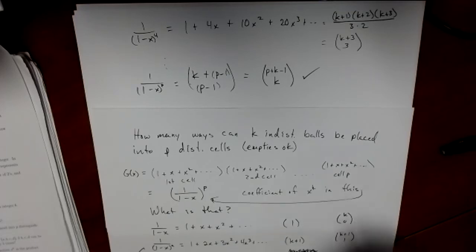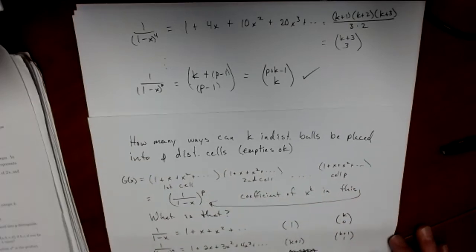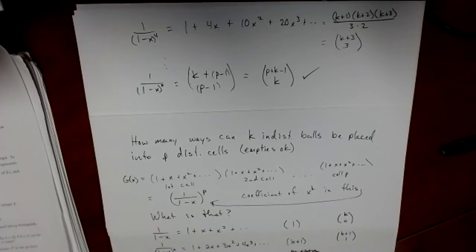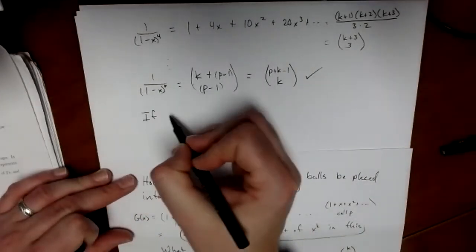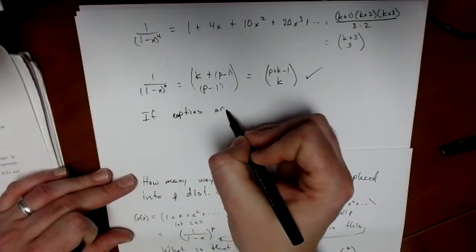And that was the answer to this question back in chapter 2, right? How many ways can we place k indistinguishable balls in p distinguishable cells, or the dessert problem. What would be different if empties weren't okay? If empties are not okay.